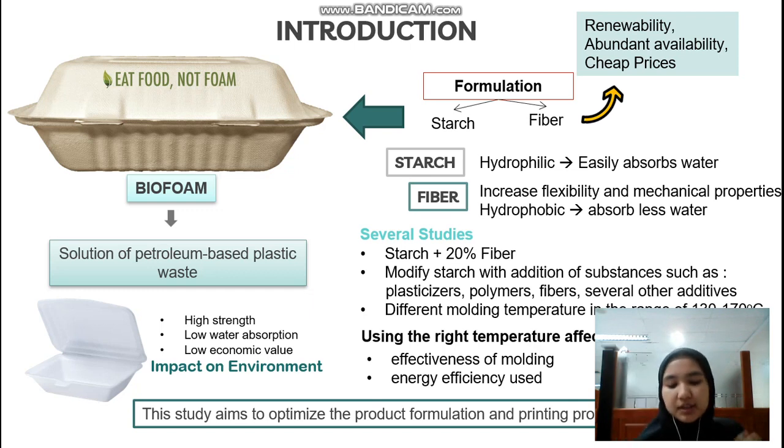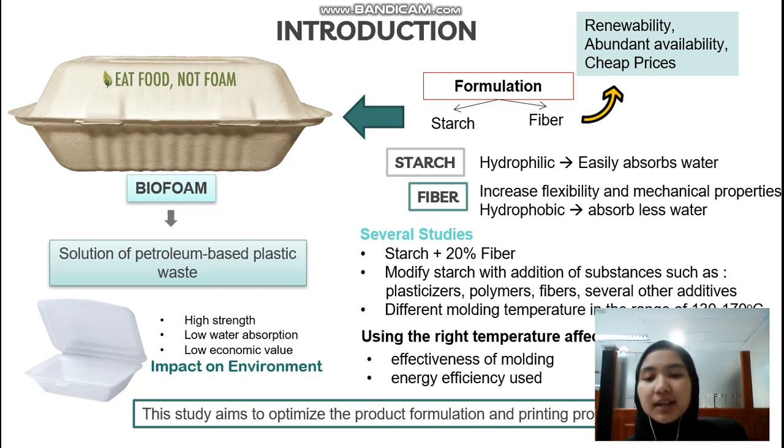The raw material used in the manufacture of biofilm consists of a main ingredient and additives. The main ingredients that are often used are starch and fiber, because of their renewability, abundant availability, and cheap price. The characteristic of starch is hydrophilic, meaning it easily absorbs water, and the fiber can increase flexibility and mechanical properties. Its characteristic is hydrophobic, so it absorbs less water. Based on several studies, starch plus 20% fiber is used to make a biofilm.